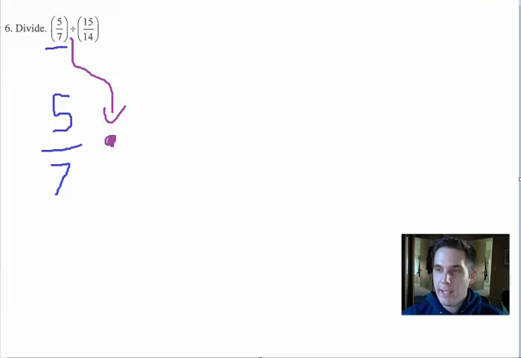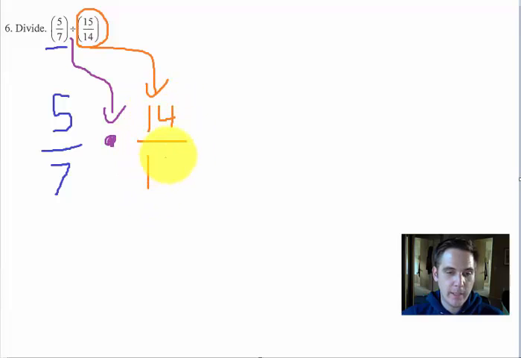And then the second number, this one right here, that one is going to flip to become 14 over 15. You see what I did there? The denominator became the numerator became the denominator. And then do exactly the same thing I did on number 5. No different now. And you don't have to convert it back and redivide. No. Flip the second number, multiply, done.